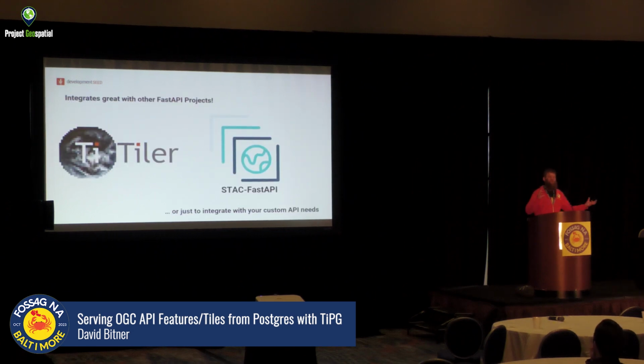We started putting a lot of things together, very common. So it was very common for us to want to have a service, TiTiler service for displaying more raster data, and STAC FastAPI for catalogs. And we kept doing the same pattern over and over again.